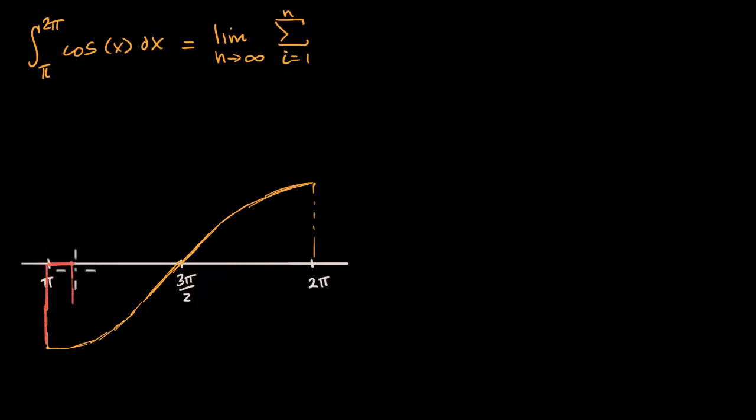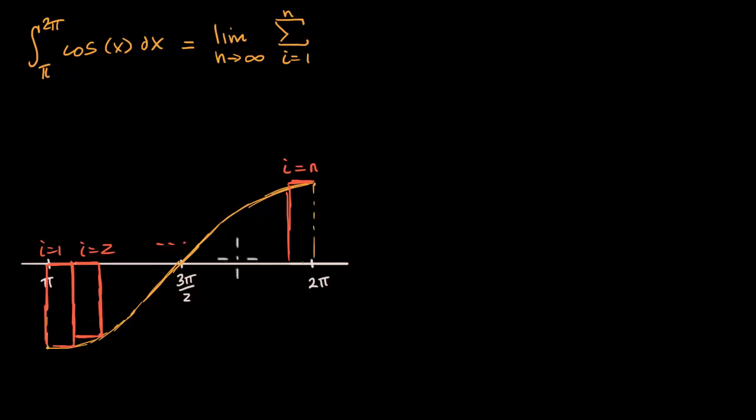So that's our first one right over there. Then this might be our second one. And let's do a right Riemann sum, where the value of the function at the right boundary of our rectangle defines the height. So that's our second one, all the way until this one right over here is going to be our nth one. So this is i is equal to 1, this is i is equal to 2, all the way until we get to i is equal to n. And then if we take the limit as n approaches infinity, the sum of the areas of these rectangles is going to get better and better and better.